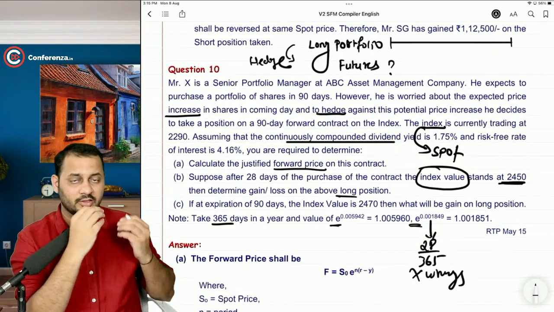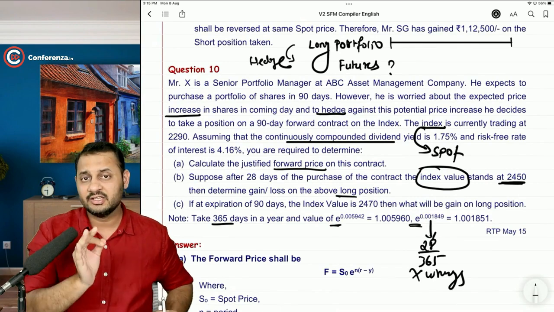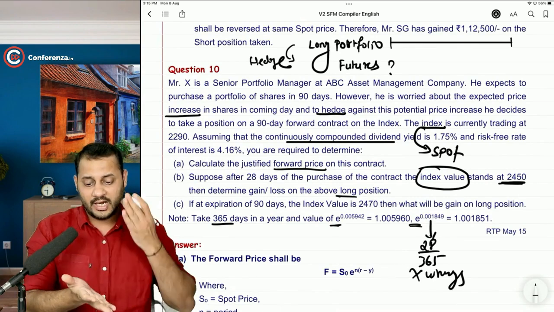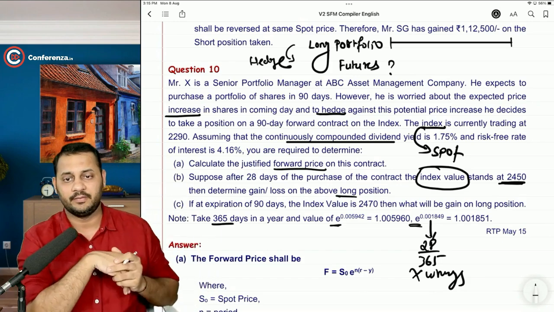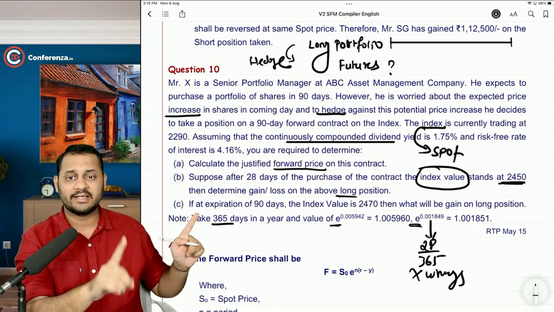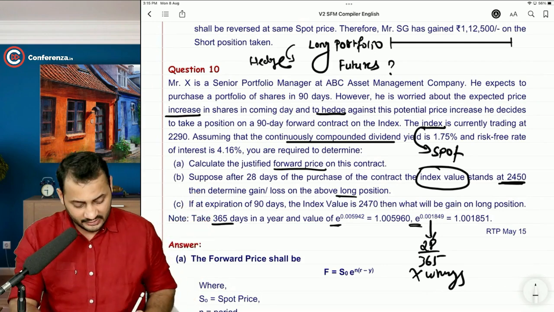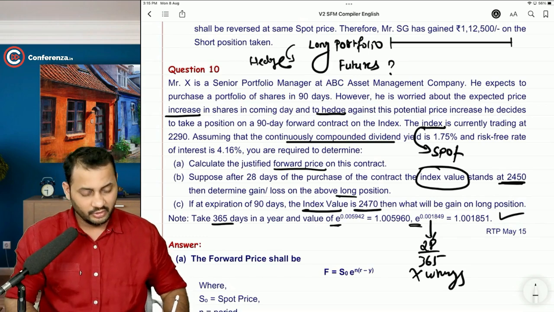Please understand the meaning. This is what I wanted to teach you in this question, that the T in the formula does not mean at which date we are standing. It means how many days are left till expiry. So we are done with this part, and now if at expiration of 90 days, the index value turns out to be 2470, what will be the gain on the long position?